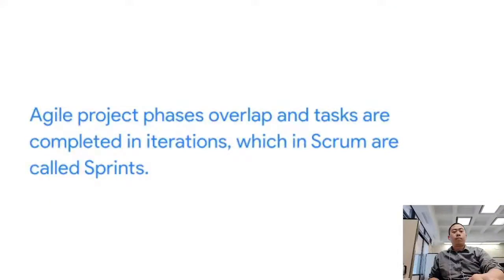The concepts that shaped Agile methodology began to emerge in the 90s as a response to the growing demand for faster delivery of products, mainly software applications at that time. But it wasn't officially named Agile until 2001. The phases of an Agile project also follow the project lifecycle stages we described earlier, generally speaking. However, rather than having to always go in order or wait for one phase to end before starting the next, Agile project phases overlap and tasks are completed in iterations, which in Scrum are called sprints.